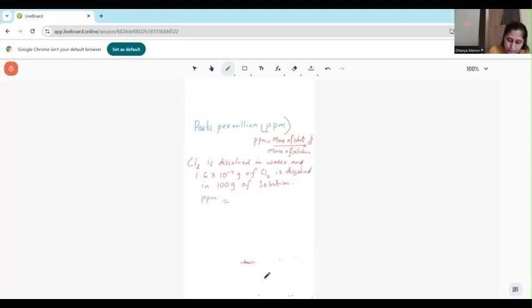1.6 times 10 raised to minus 4 over, what is the mass of the solution given, 100, times 10 raised to 6, right? So when you solve it, it comes to 1.6 ppm, parts per million. So here they might also give you the parts per million and ask you the mass of the solute, giving all other information. So this is just a concentration unit for measuring small amounts of substances.